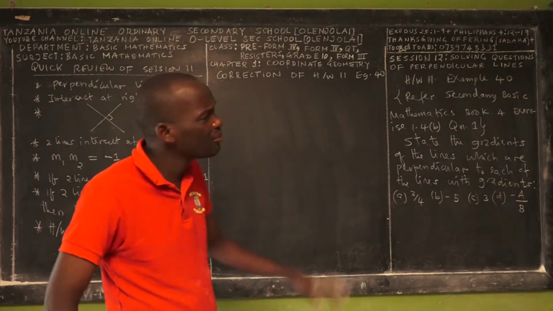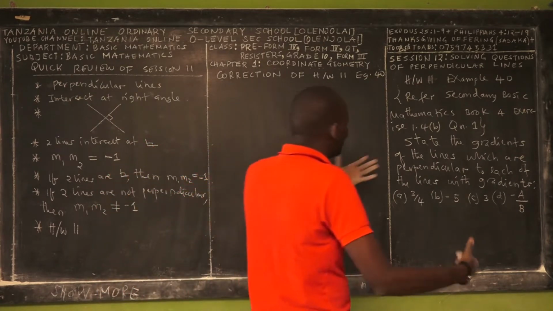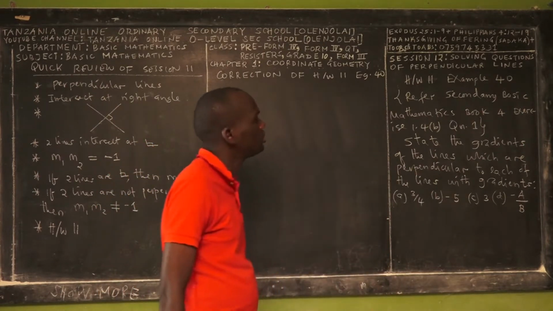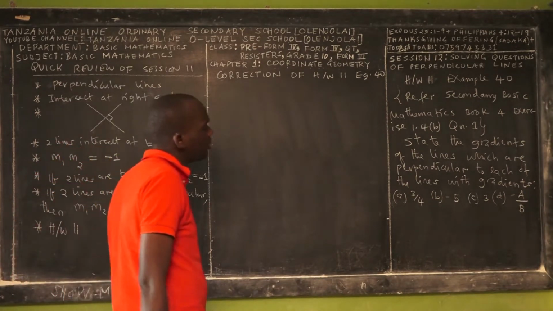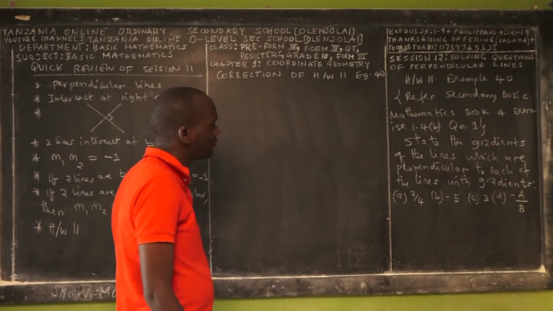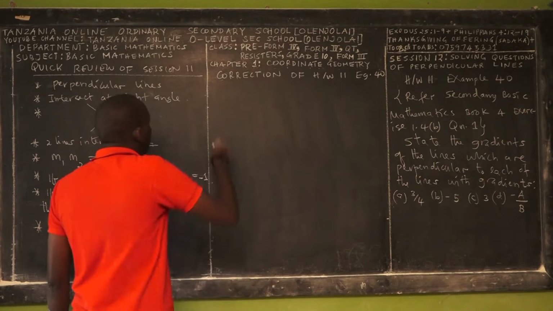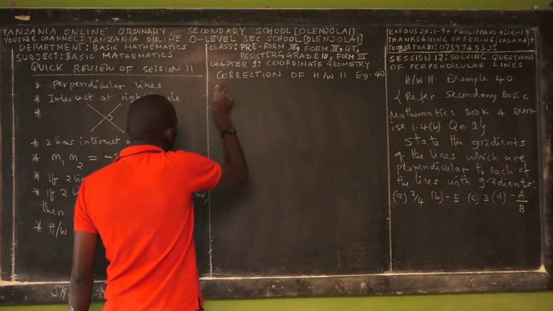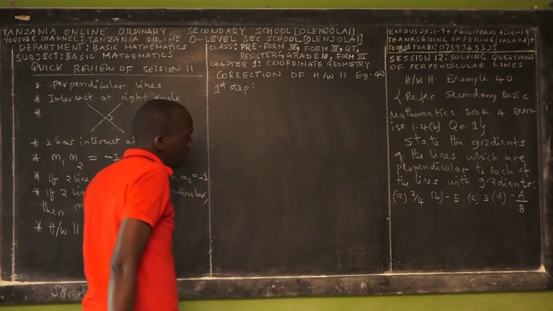Don't assume that because the homework has been corrected, you don't have to do it. No, that's not the case. We are here to teach you the method, right? In the method we call it active learning or active teaching system. The question asked you to state the gradients of the lines which are perpendicular to each of the lines with given gradients. So the first step in solving this question is that you have to recall.